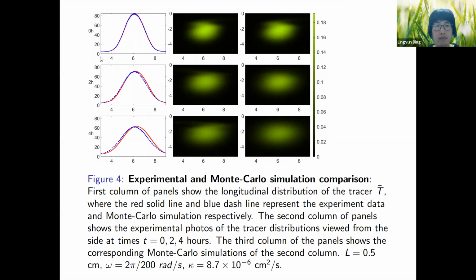And here we also compute the cross-sectional average of each photo. I think the red solid line is the result from the experimental data, and the blue dashed line is from the Monte-Carlo simulation. So they match very well.